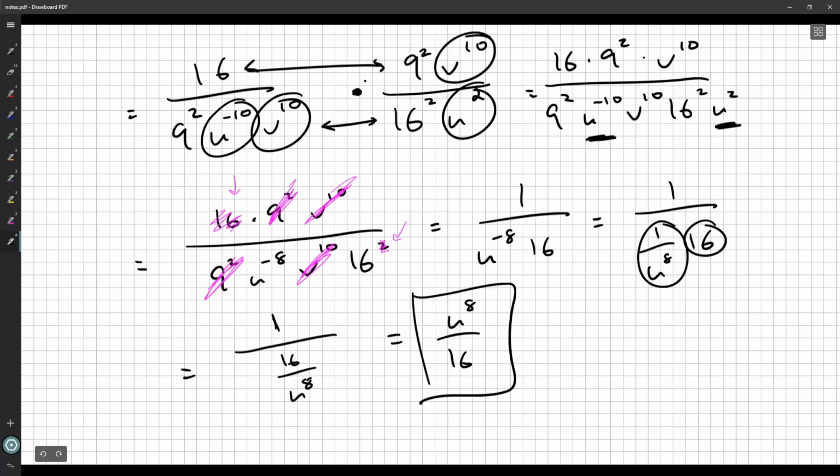So after all our hard work, there it is. It's been a lot of properties. We're getting a little faster here at the end, just as we're getting more comfortable. But u to the 8 over 16. A lot of work, a lot of properties, but it is still doable.